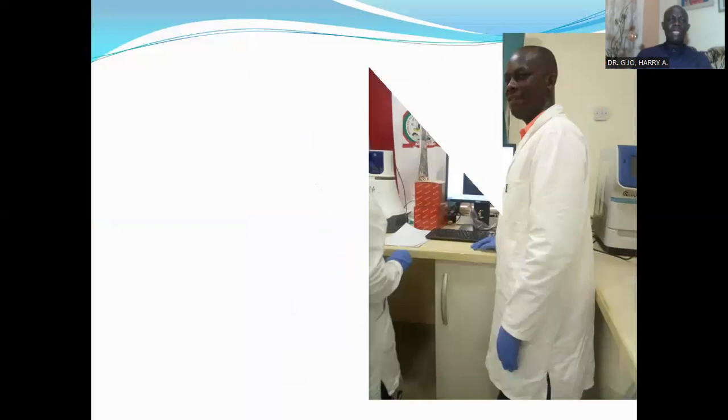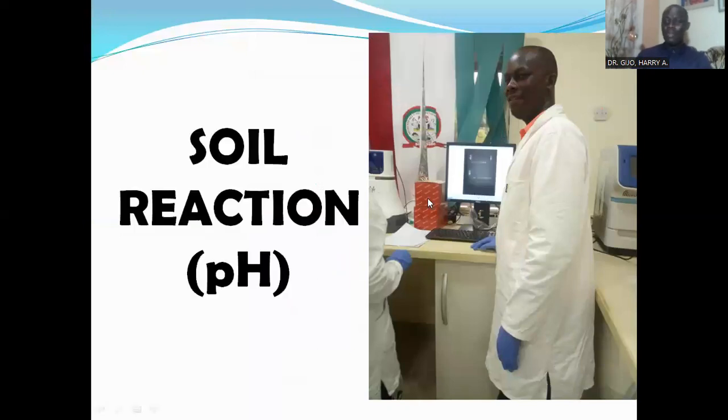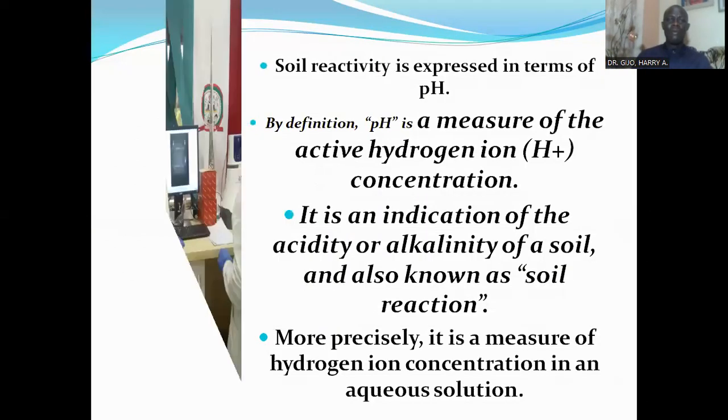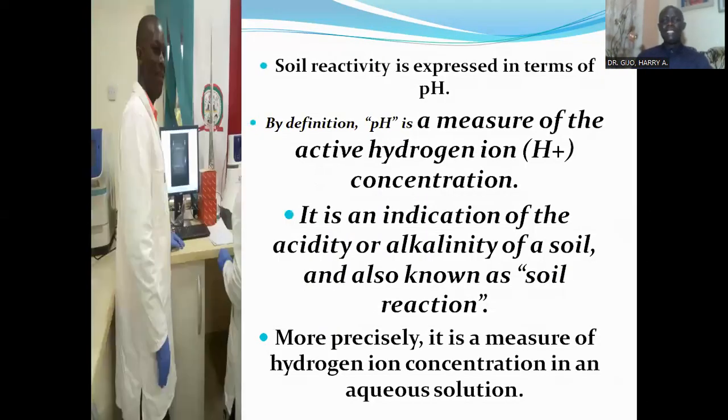Now I want to look at the next chemical property of soil, which is soil reaction or pH. Soil reactivity is expressed in terms of pH. By definition, pH is a measure of the active hydrogen ion concentration. It is an indication of the acidity or alkalinity of a soil, also known as soil reaction.